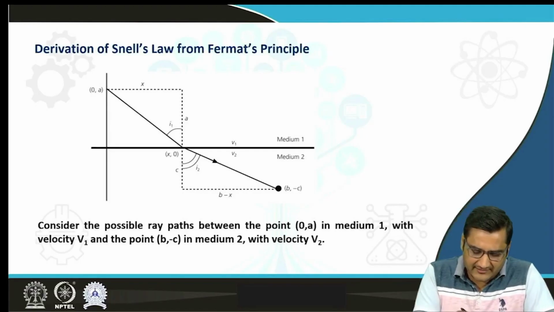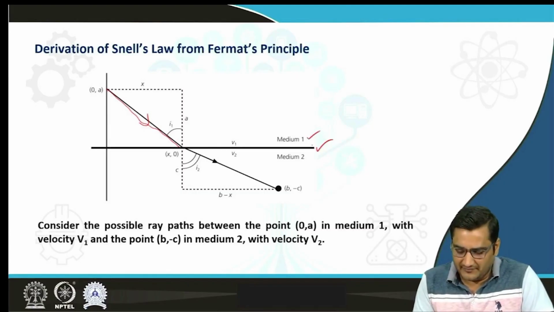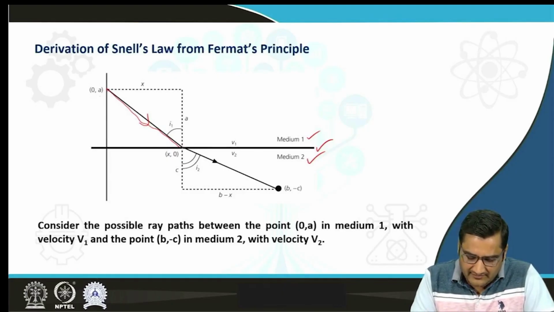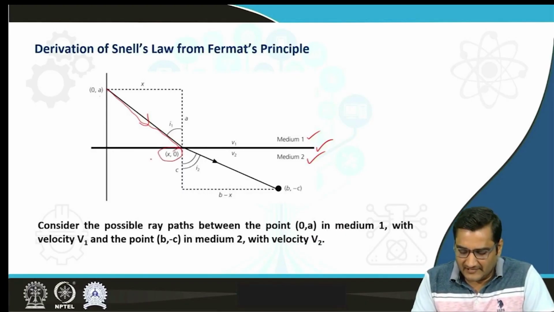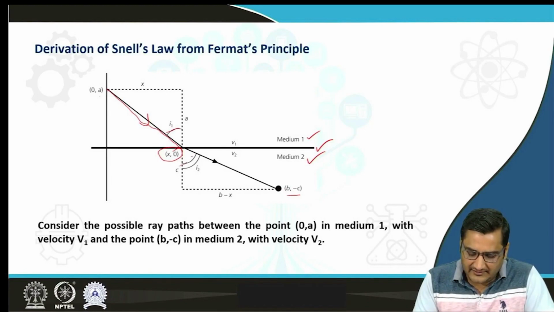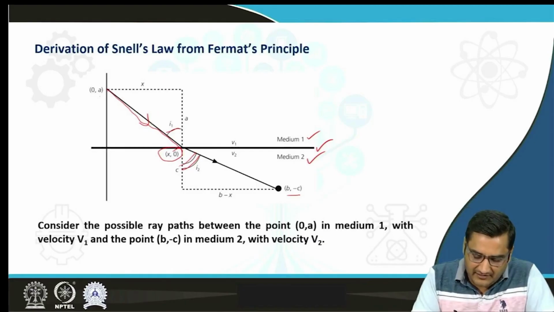So you can see there is this ray incident upon this interface separating medium 1 and medium 2. It originates from the point (0, a), intersects the interface at a point (x, 0), and after traveling a certain distance in medium 2 reaches the point (b, -c). This is the incident angle I1 and this is the refraction angle I2. Now we calculate the total path traveled by this ray.